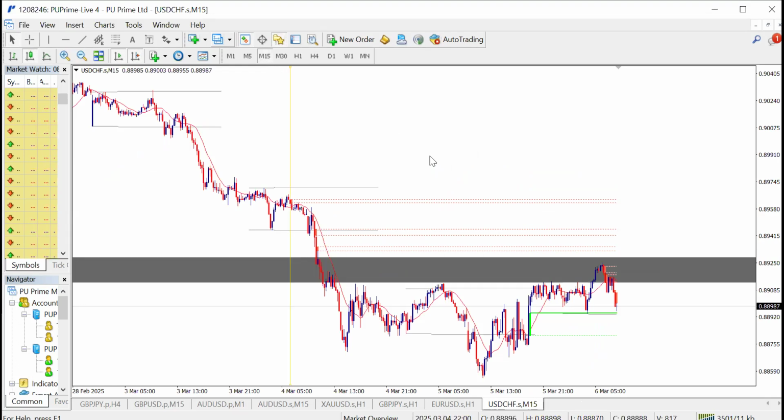We wait for further retracement before selling USD CHF. Somebody will ask, can't you use a sell stop order? The reason why I don't want to use a sell stop order is because, number one, dollar has been oversold. So we need a very important resistance here. Once the resistance is hit, then we look towards selling USD CHF.